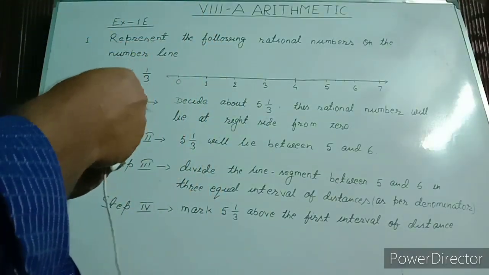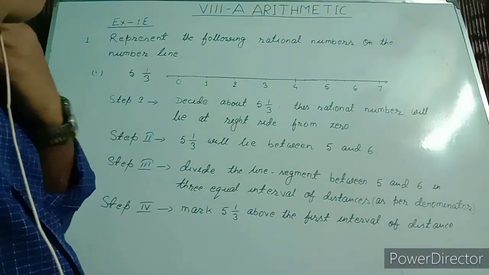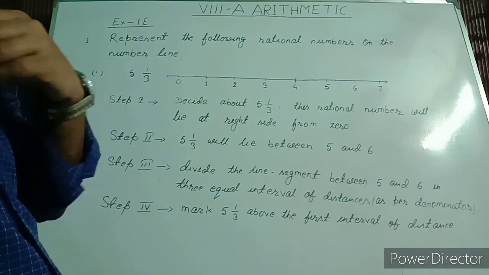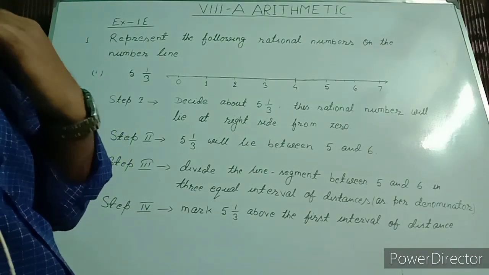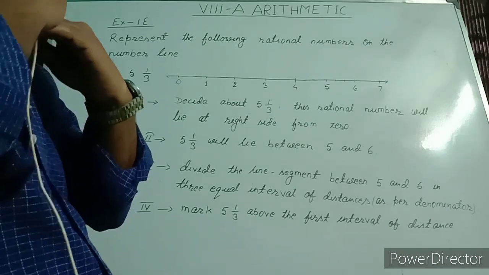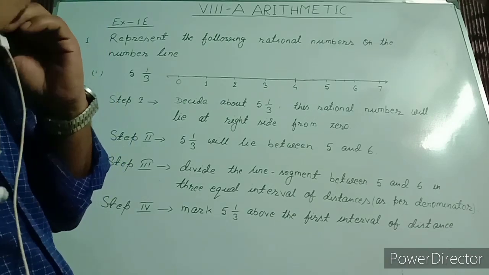Today we are going to start exercise 1E. The first question is: represent the following rational numbers on the number line. Roman number 1, that rational number is 5 and 1 by 3. I have mentioned a few steps to follow so that you can locate this rational number on the number line.